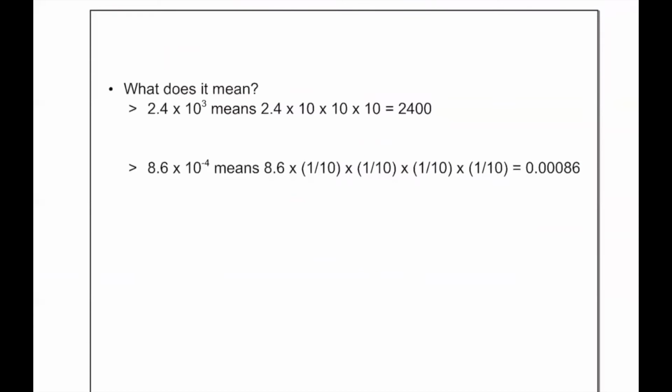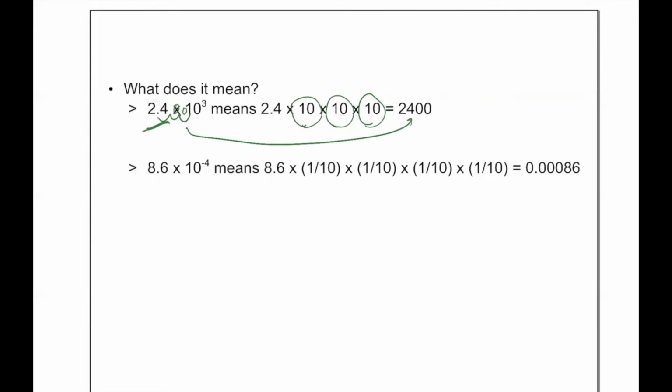So what does 2.4 times 10 to the third mean? What it means is 2.4 times 10 times 10 times 10. We're taking that 2.4 and multiplying it by 10, then by 10, then by 10, or 2.4 times 10 to the third.